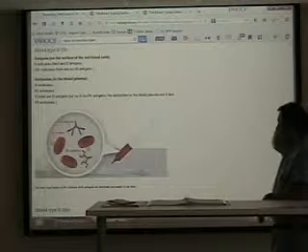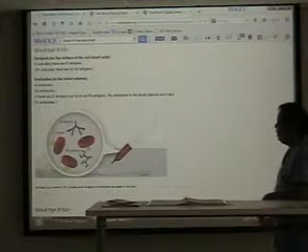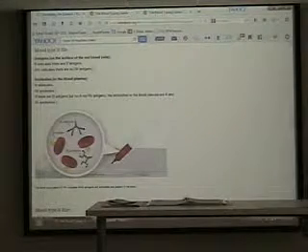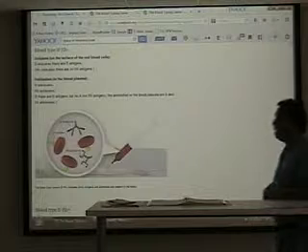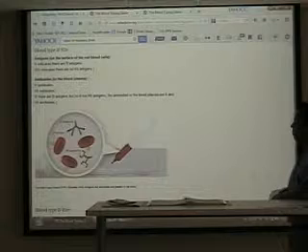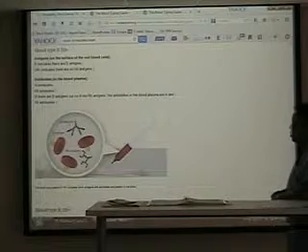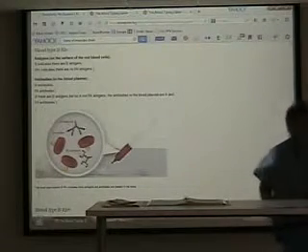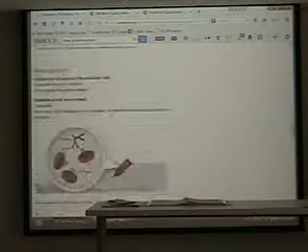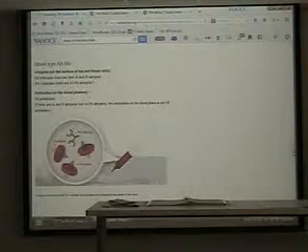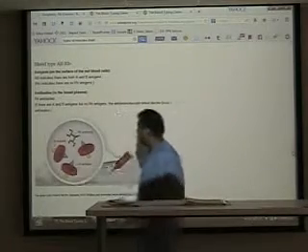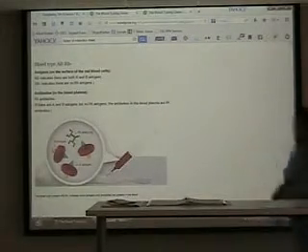And patients with type B blood in the ABO system have B antigens. So I could ask you a question. My patient has type A blood. What kind of antigens do they have? A. If my patient has B blood, what kind of antigens do they have on their red blood cell? B. And let's look at somebody who has AB. Someone who has AB has both. They have not only B antigen, they also have A antigen. So they have both jackets.